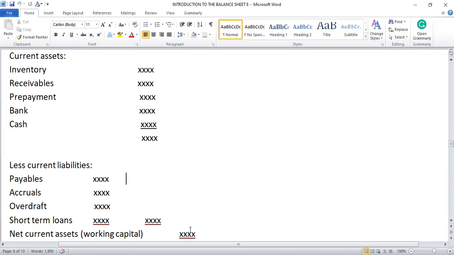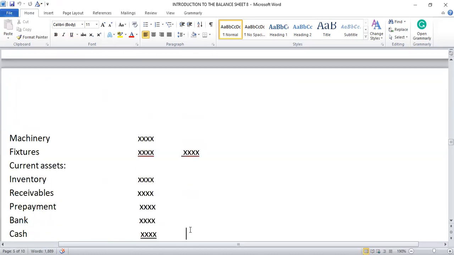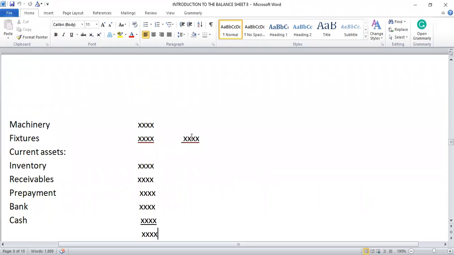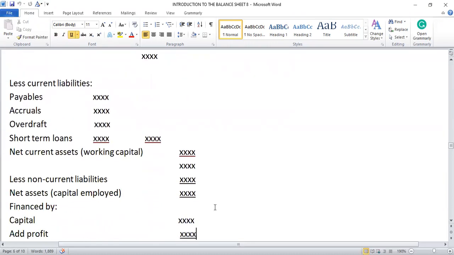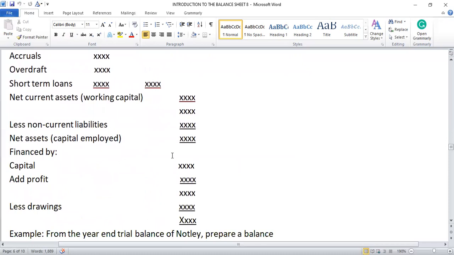You add up the working capital to the total of fixed assets, which is this particular one. That is total fixed assets. So that you get what? Your capital employed. It will be financed by the capital. The figure is here. Then you add up the net profit or profit. The figure is here. Then you deduct whatever drawings the owner has done so that you arrive at this figure. This figure should be equal to what? The total of the capital employed. If it's not equal, you've made a mistake, you have to go and check it.